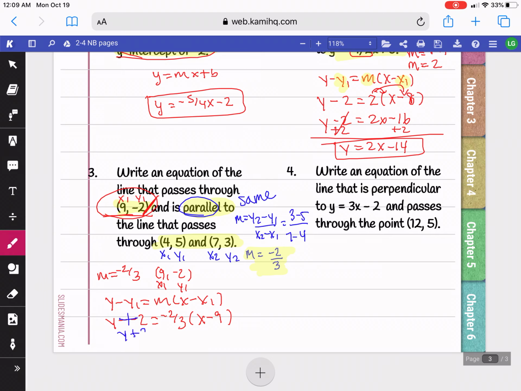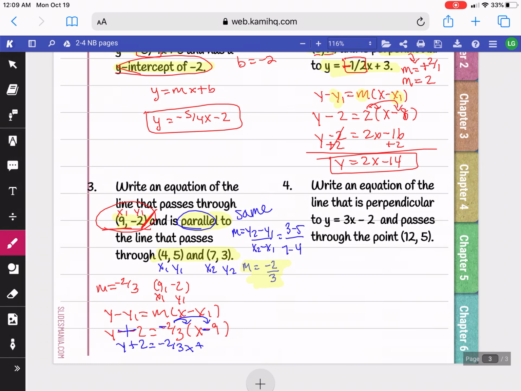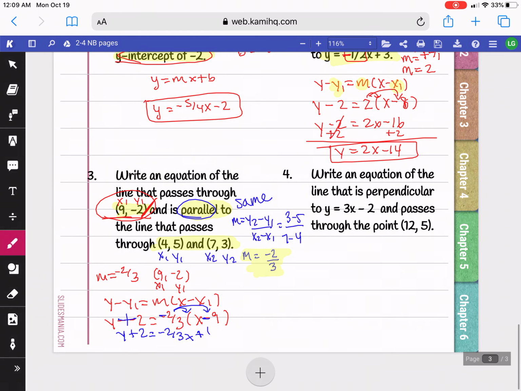So I have y plus 2 equals negative 2/3 x. Negative 2/3 times negative 9 is going to become positive. 2 times 9 is 18. If you divide by 3, you get 6. And my last step would be to subtract 2 from both sides. So I get y equals negative 2/3 x, 6 minus 2 is positive 4. And that would be my equation in slope-intercept form for the parallel line.